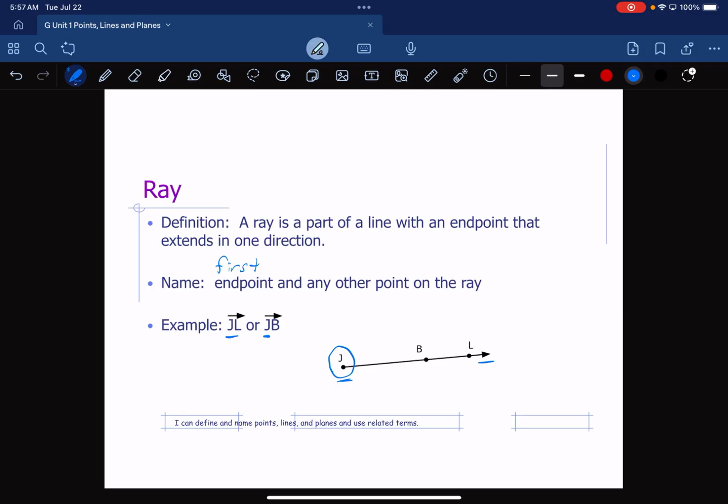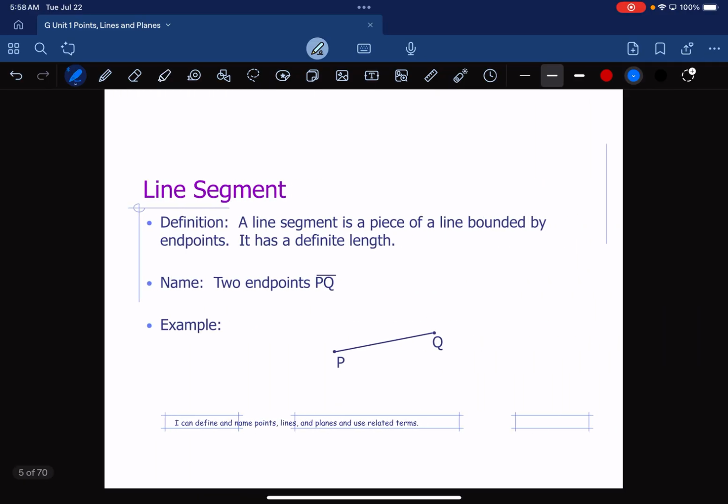It's like half of a line. A line segment. Well, a segment is a piece of a line, and this time it's bounded by endpoints. Bounded means it has boundaries. It doesn't go forever in both directions. It has a definite length. So there's a definite length from P to Q.